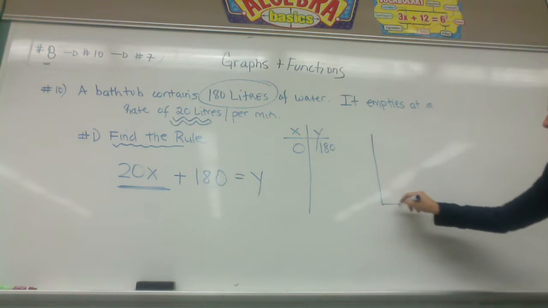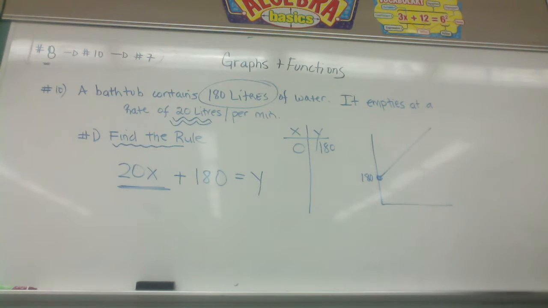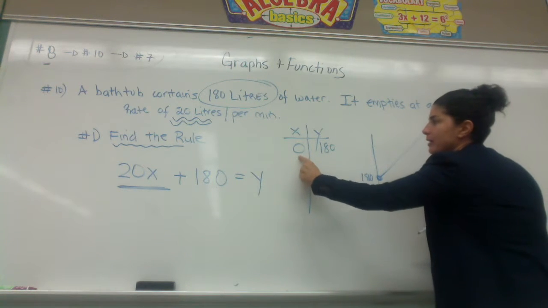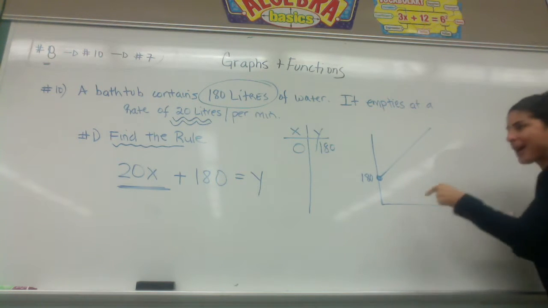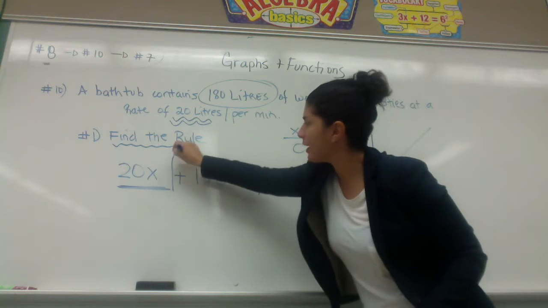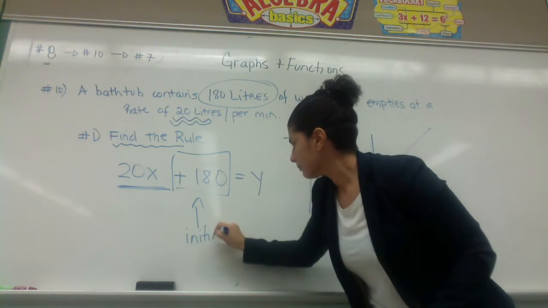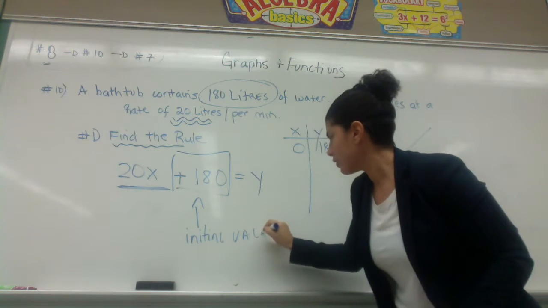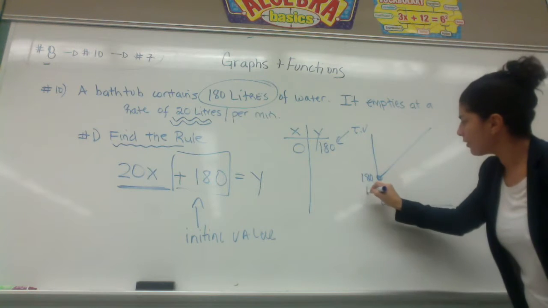Just by looking at this, I could tell this. With my graph, I know it's going to start at 180 and do something like this. This is very general, but I'm showing you where the initial value is on the table of values, on my graph, and in my rule. Initial value, initial value, initial value.